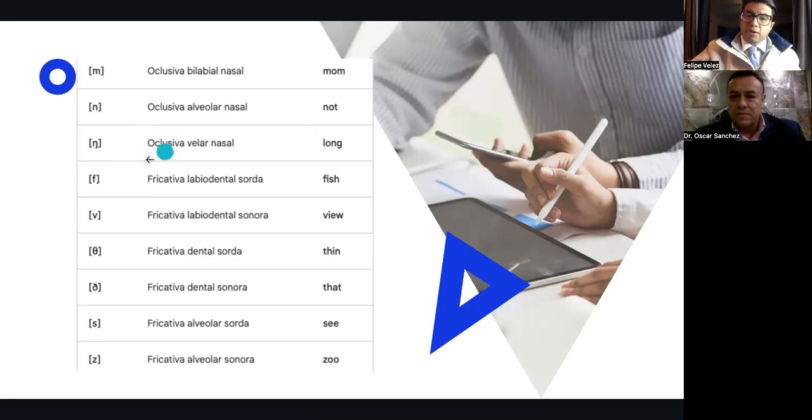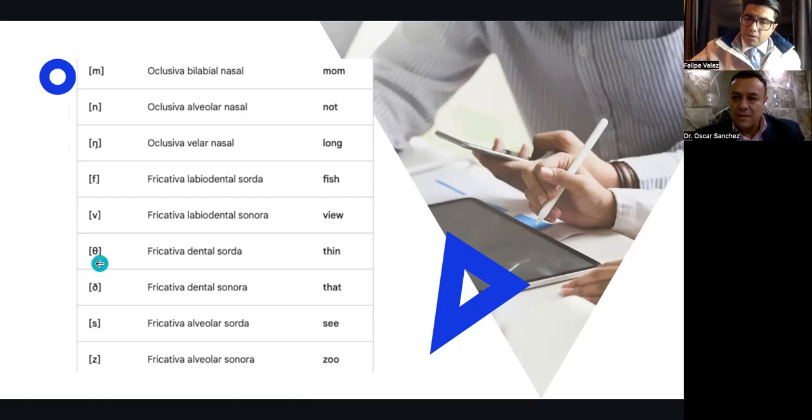Then we have not. Not. Very good. Then we say long. Long. Then we have fish. Fish. Excellent. Then we have view. View. Then we have thin. Thin. Very good. Look at this symbol. Be very careful with this symbol, because sometimes we forget it. It goes continually, it comes and goes. So again, we say thin.